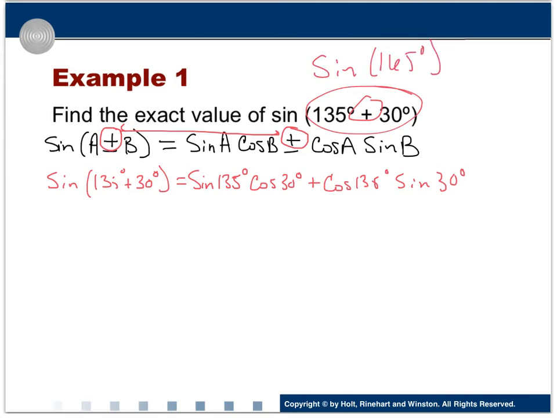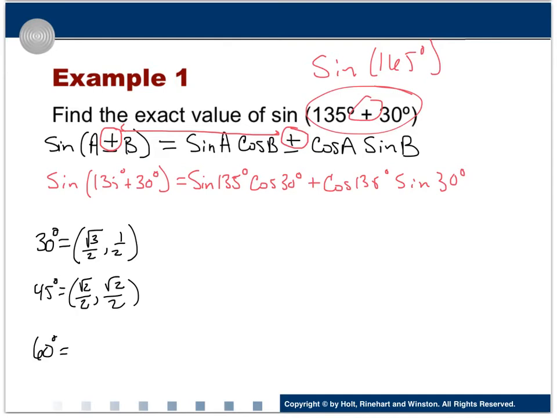Okay? And so now we're going to go ahead and evaluate this, and these are our common unit circle values. I'm going to write a little trick down on the left-hand side. When we have a 30-degree reference angle, if we were going through the unit circle, I'd have these points. 45 degrees is going to be root 2 over 2, root 2 over 2. And these are all obtained from working with our 30, 60, 90s and 45, 45, 90s.